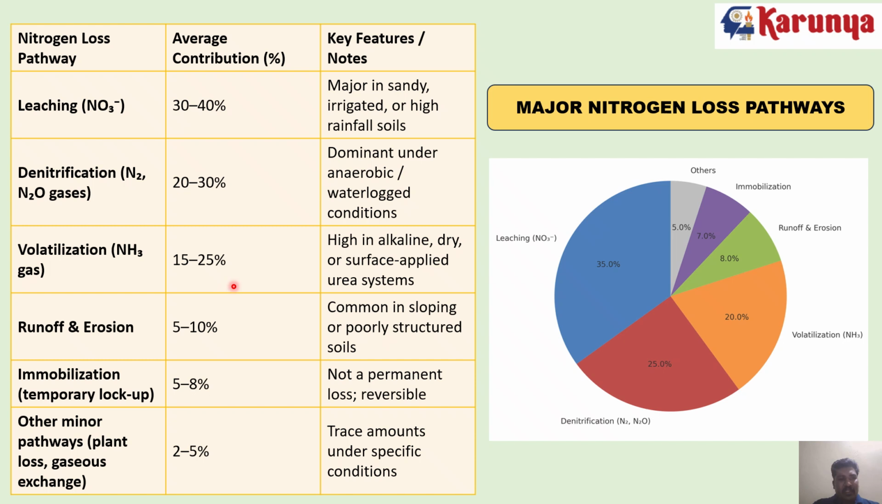Then volatilization, which is a gaseous loss of nitrogen. It happens in highly alkaline and dry conditions, and surface-applied urea will cause volatilization. And runoff and erosion are common in sloping or poorly structured soil. Immobilization is not a permanent lock or loss of nutrient. It is a temporary lock by the microorganisms. And other minor pathways account for 2 to 5%.